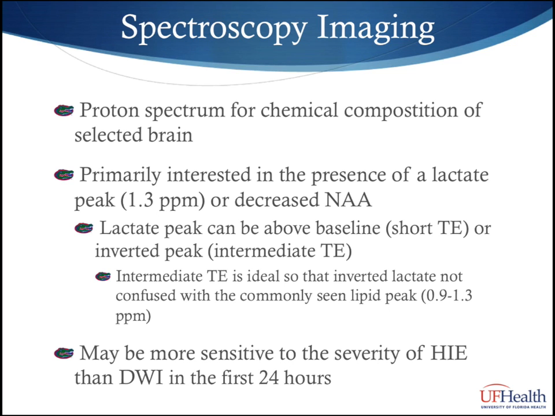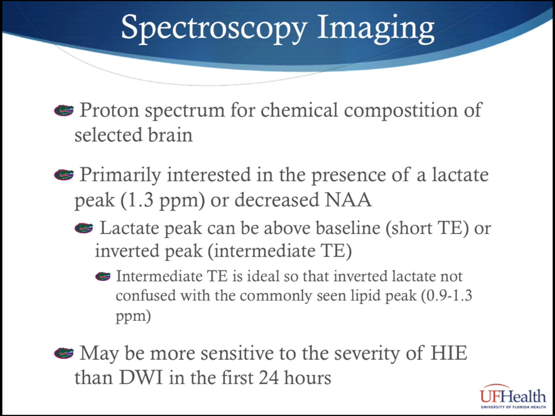Spectroscopy imaging is very commonly used in the diagnosis of HIE. What we are measuring is the proton spectrum for the chemical composition of the selected brain regions. If you remember back to your organic chemistry days, this is essentially the same process used in nuclear magnetic resonance spectroscopy. What we are primarily interested in is the presence of a lactate peak, which occurs as a doublet at approximately 1.3 ppm, or a decrease in NAA, which is a neuronal cell marker.